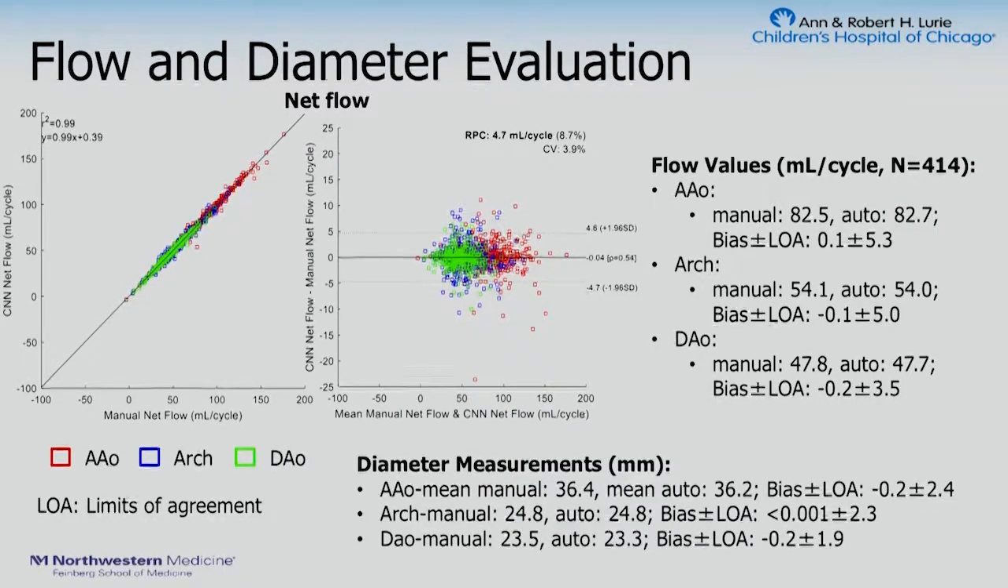For flow comparisons, 4 BAV subjects with severe aliasing were excluded, resulting in a total of 414 subjects for this analysis. Net flow was found to have a low bias between -0.2 to 0.1 milliliters per cycle, and strong limits of agreement between plus or minus 3.5 to plus or minus 5.3 milliliters per cycle. Additional comparisons were performed for peak velocity and peak flow, showing excellent agreement with the limit of agreement percent difference less than 10% of the mean manually generated reference values.